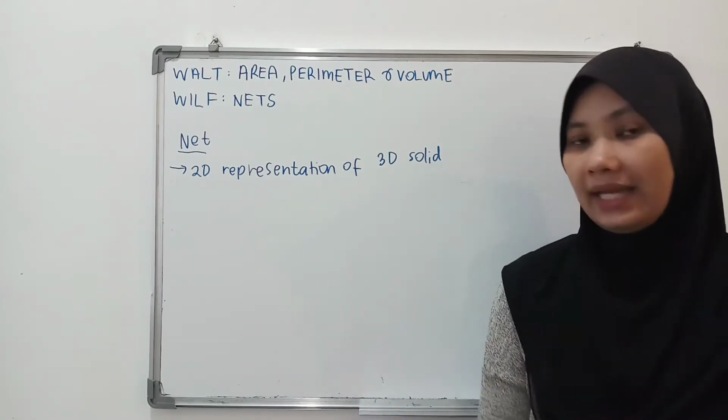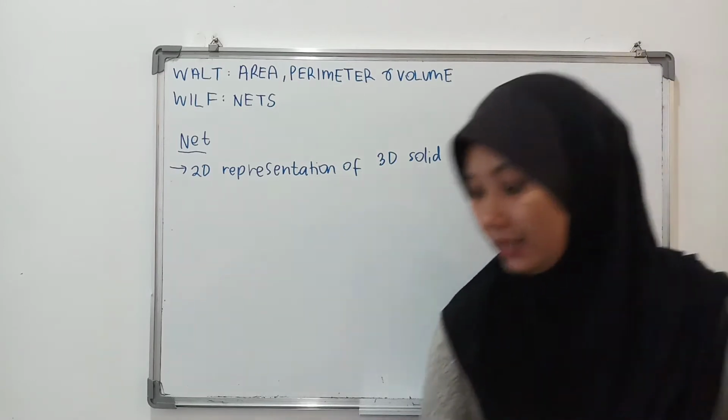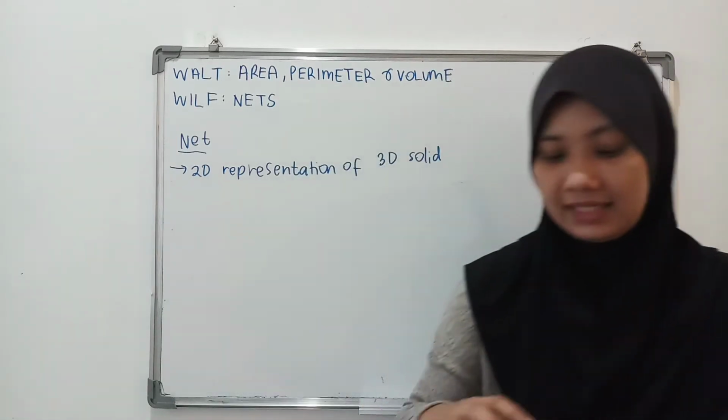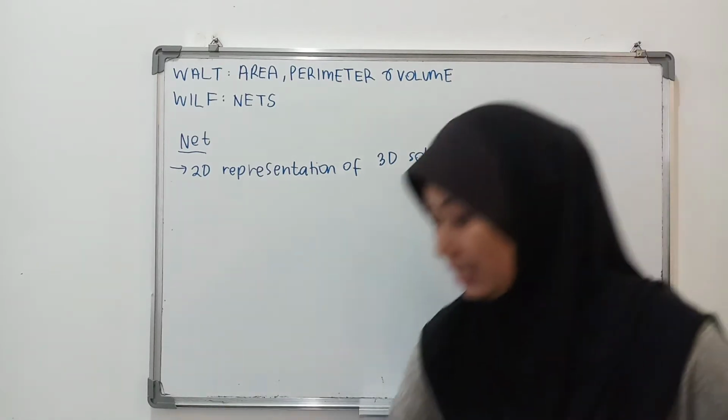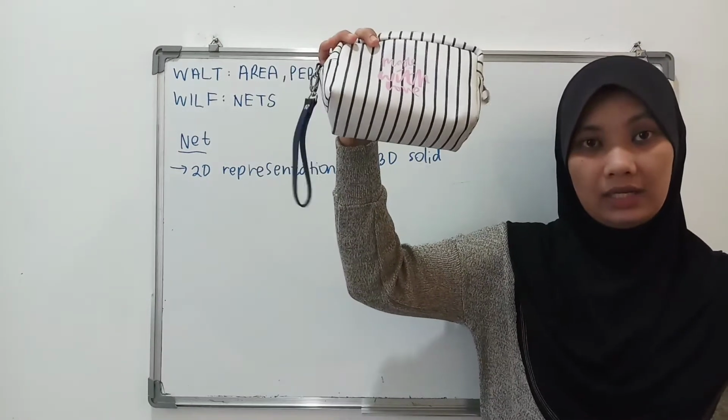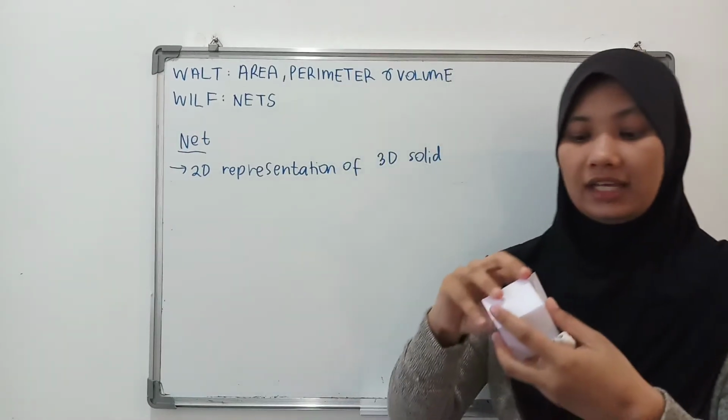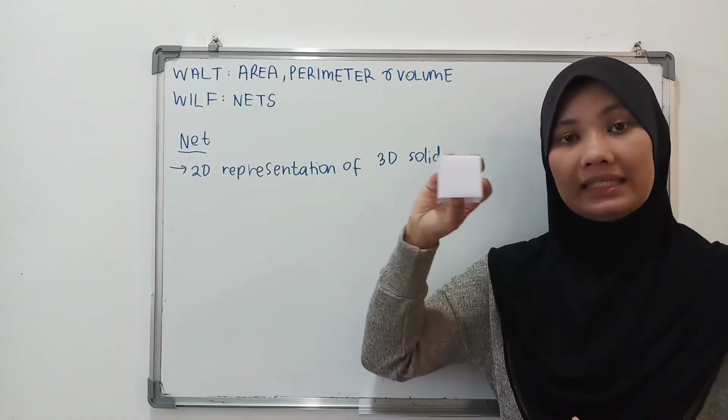So a net is actually when you have a solid. A solid is something like this. This is a solid. A solid is a 3D object. This is a solid, and this is a solid as well. A solid is a 3D object.